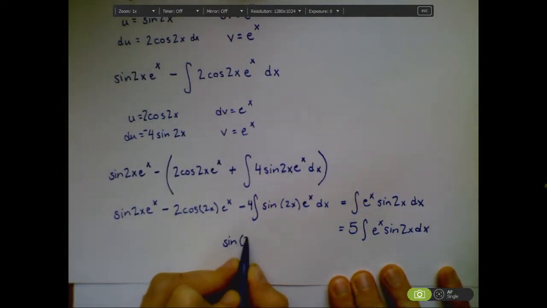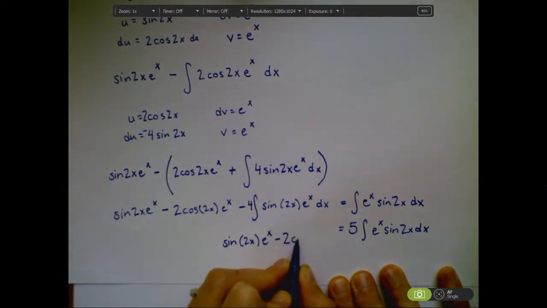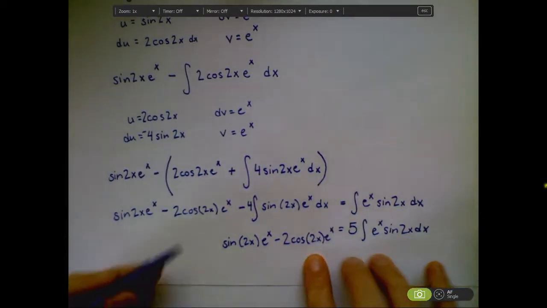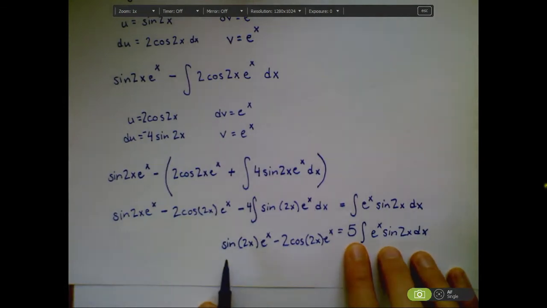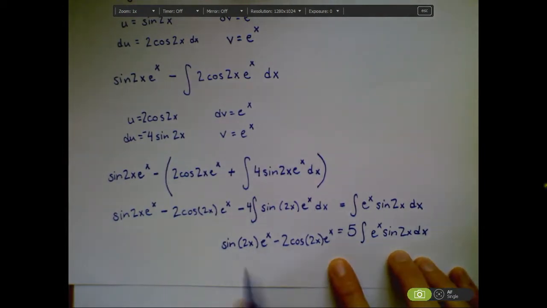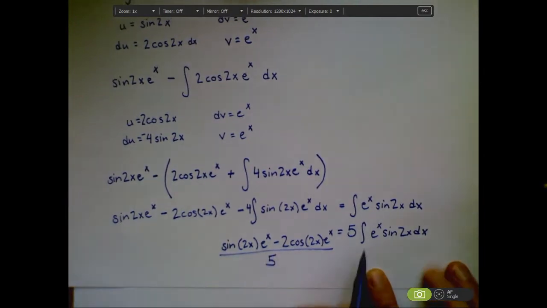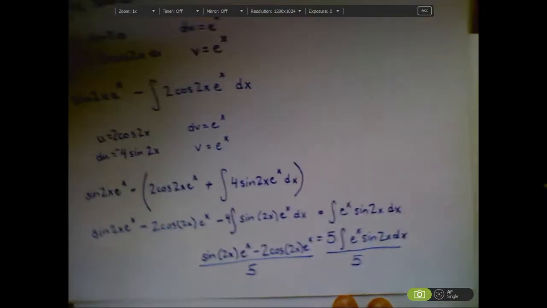Sine of 2x e to the x minus 2 cosine 2x e to the x. Uh-oh, my equal sign got a little messy, right? But then we're done, because now I divide both sides by 5, and that tells me what my integral is equal to. So I'm going to divide this by 5, and divide this by 5, and I end up with my final answer. So this was a messy by parts. I had to do by parts twice.